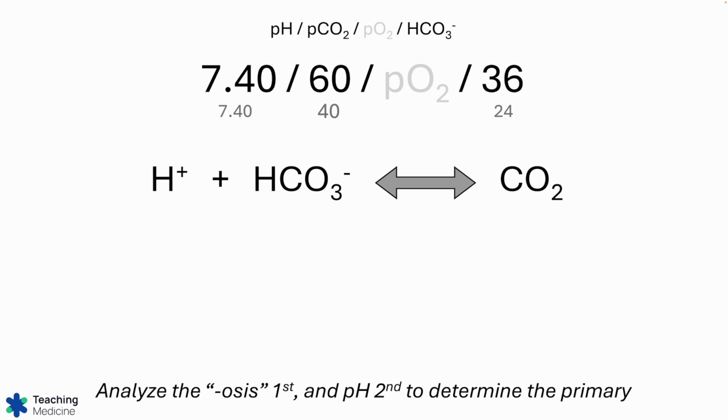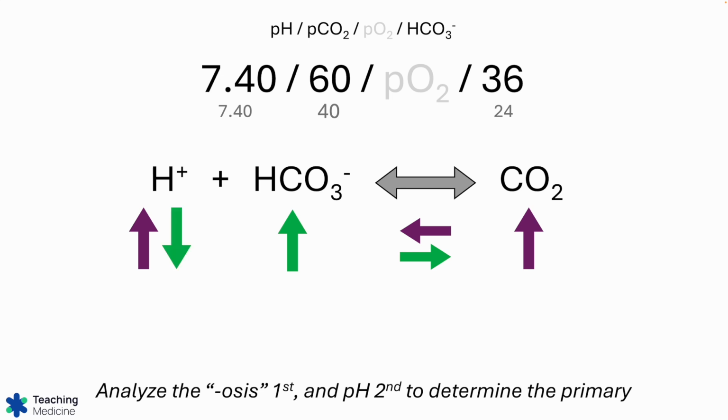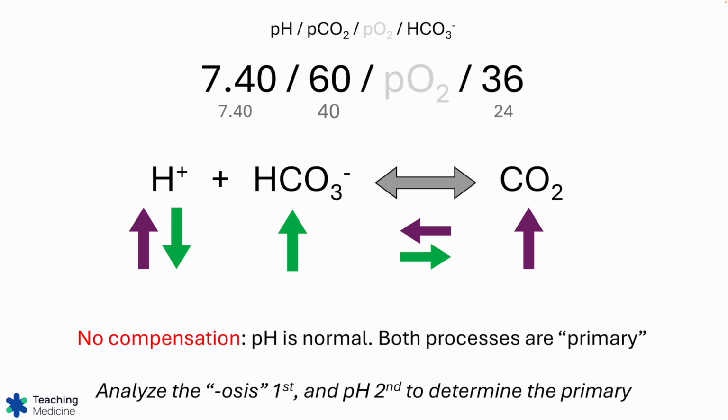Next example, pH 7.40, PCO2 of 60, bicarb 36. PCO2 is elevated, shift left, hydrogen ions go up. Bicarb is increased. This is going to shift right, drop the hydrogen ion concentration, and the question is, do we have compensation? And the answer is no. In this example, the pH is normal.